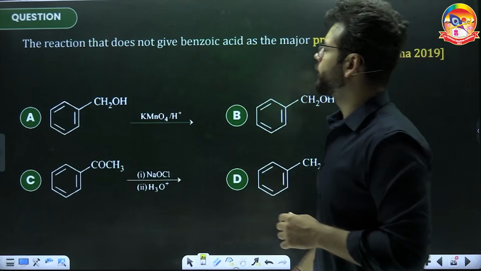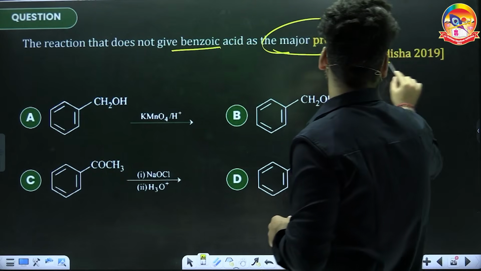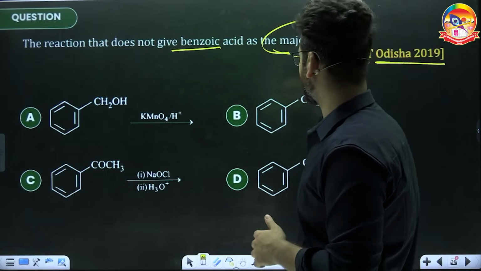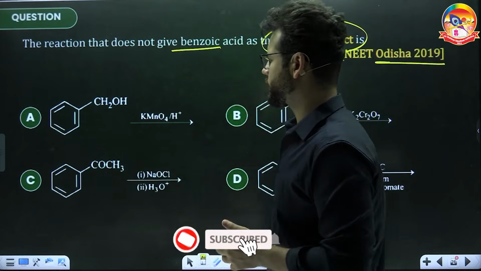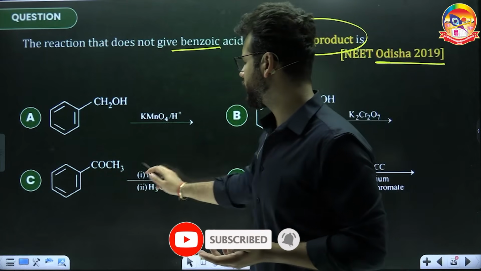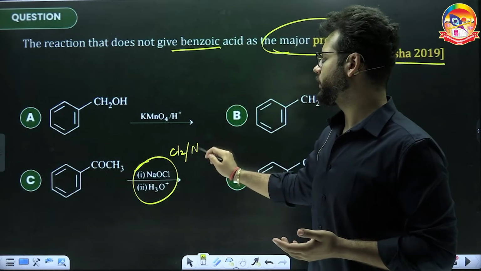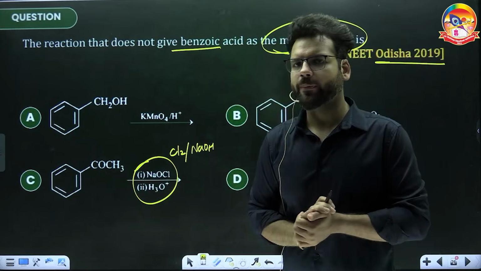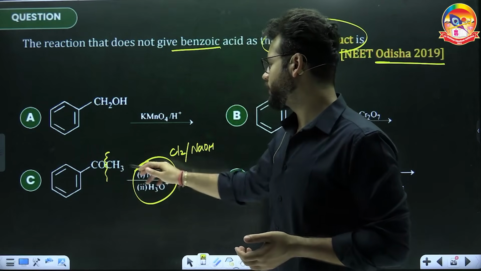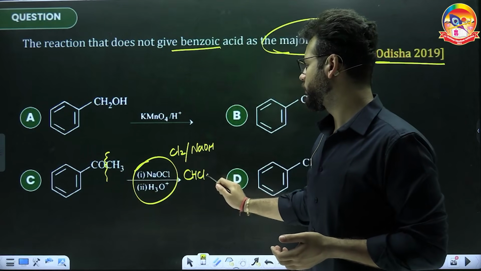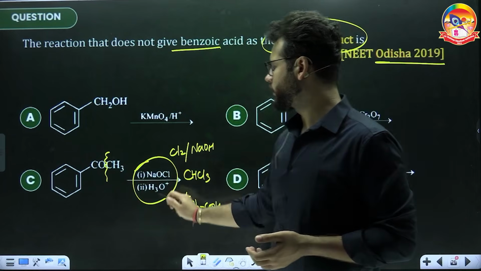Next one. Which one does not give benzoic acid as the major product? NEET 2019. This year also a similar question was asked, where the vigorous oxidation of this gives you benzoic acid. Here they have done the haloform test. NaOCl means Cl2 plus NaOH. Haloform test, which will give you benzoic acid, which will break this bond. CH3 would come out as CHCl3 chloroform plus benzoic acid after hydrolysis.